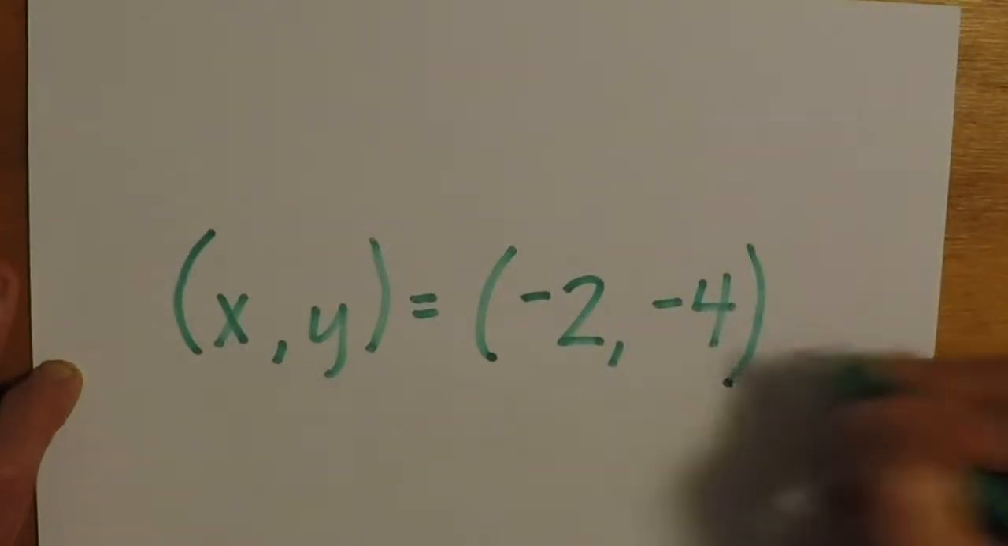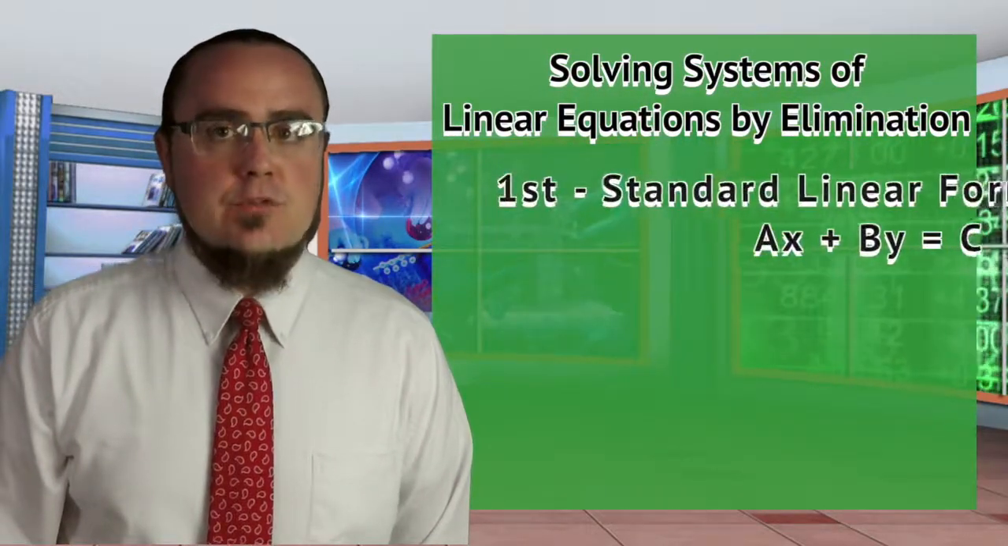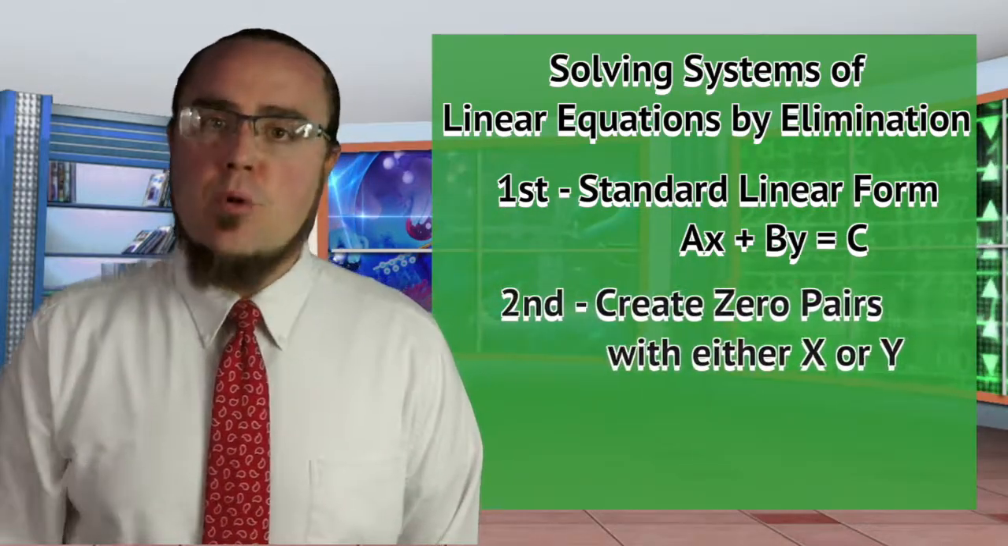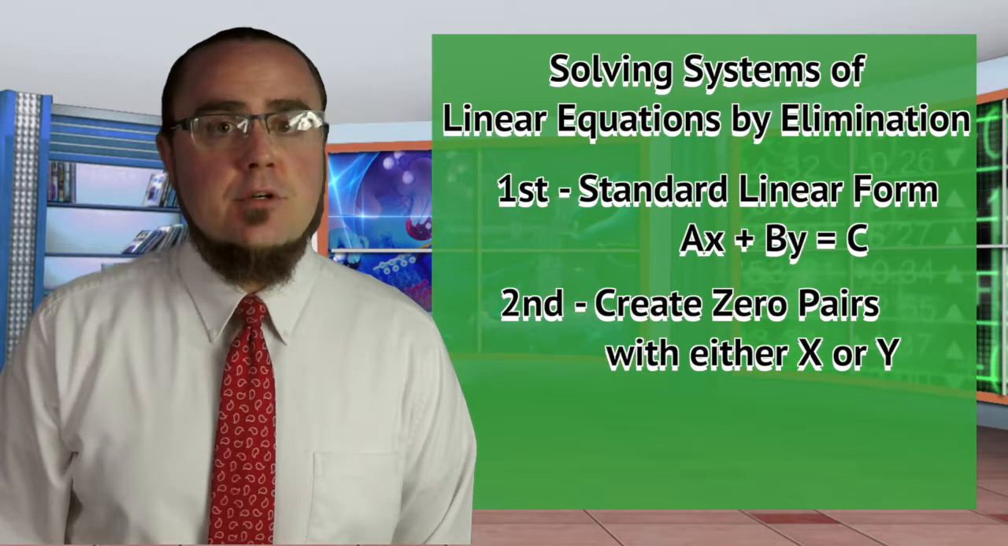The coordinate pair then that makes both of our linear equations in the system true is negative 2, negative 4. Just to review, when solving a system of linear equations by elimination, first, write both equations in standard linear form. Second, multiply one or both equations by a scale factor to create a zero pair between the x or the y terms.